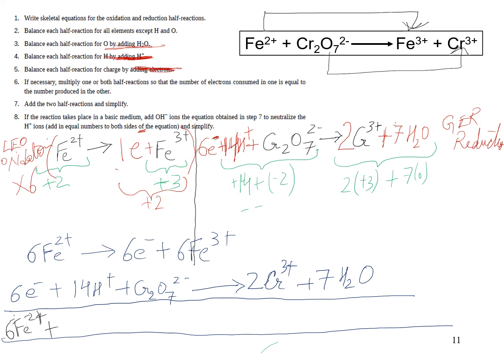Any other reactant here? No. So we move on to the second. The second reactant here is 6 electrons. Are there electrons anywhere else in any of these other reactions? Yes, there are 6 electrons here. So 6 electrons are being used up.